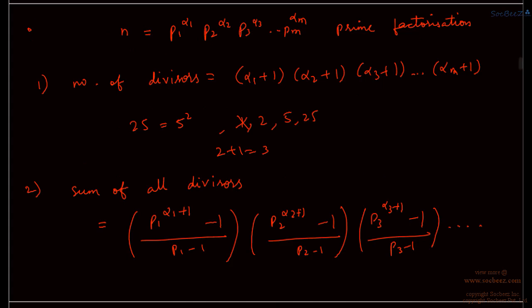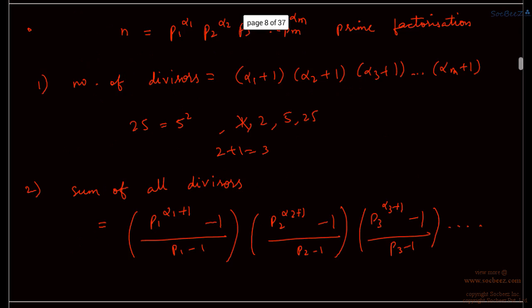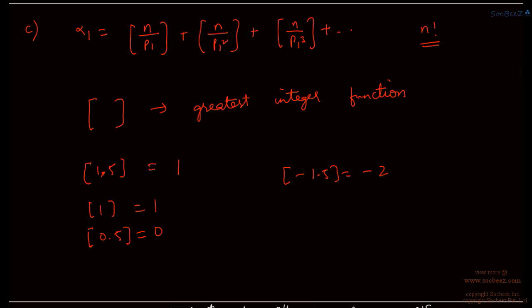If n factorial is written as p1 to the power alpha 1 into p2 to the power alpha 2, where p1, p2, etc. are its prime divisors, then alpha 1 is given by the greatest integer of n by p1. There is no change in the formula. The formula is absolutely correct, where the square bracket is nothing but the greatest integer function. But this is for n factorial.